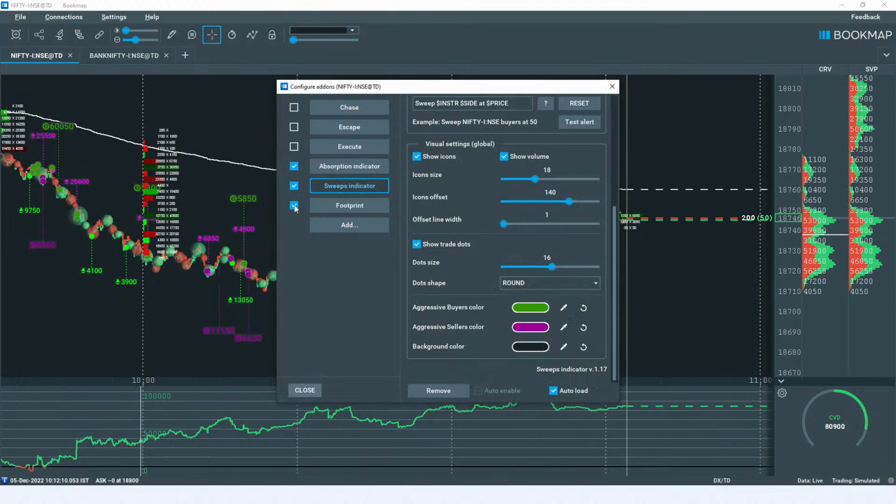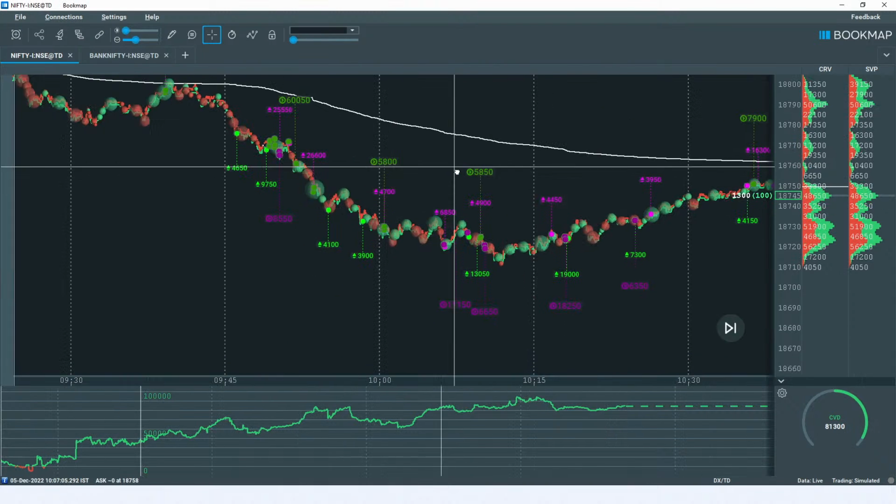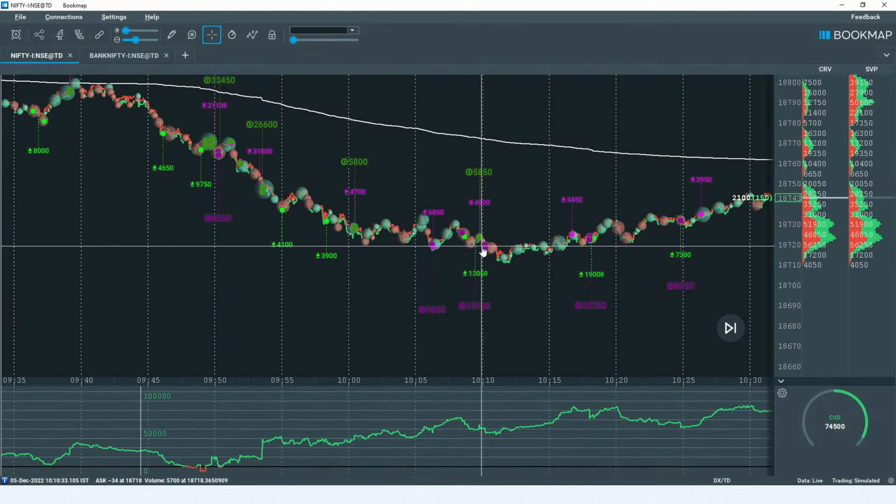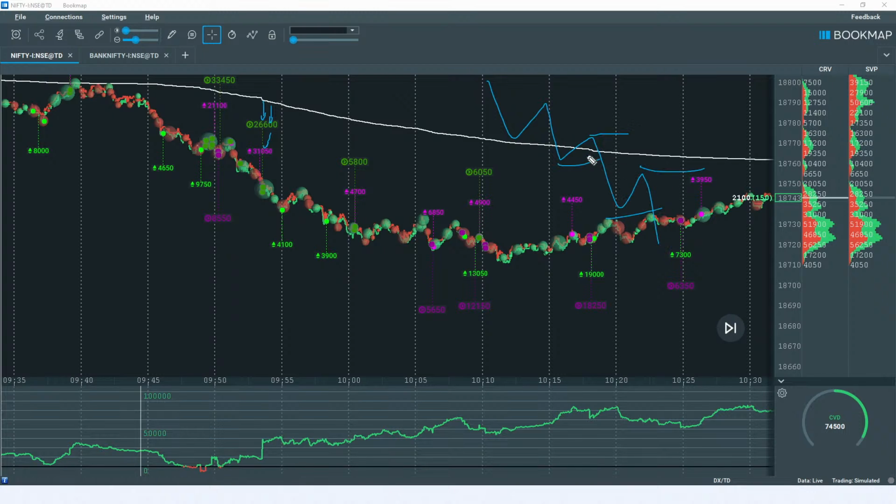Let me disable this and show you the difference. So you can use both indicators at the same time. It will serve the same purpose, but in some conditions there will be cases where we can miss the absorptions, but we will be having sweeps. Why? Because we are looking at multiple price levels. So if you enable both indicators, it will help you to identify. In most of the cases, you will not miss these particular swings if you identify both.